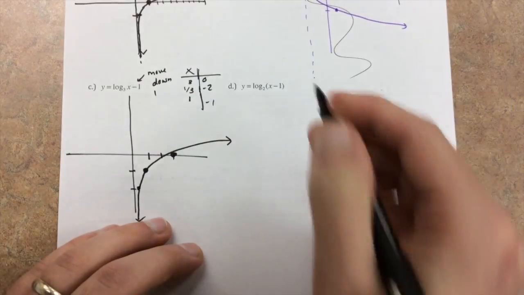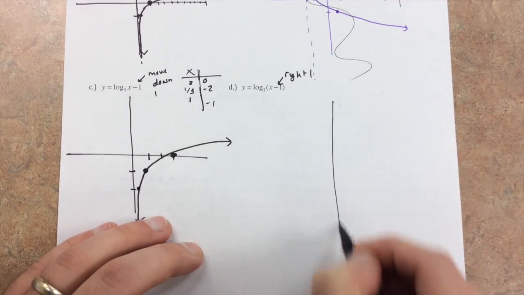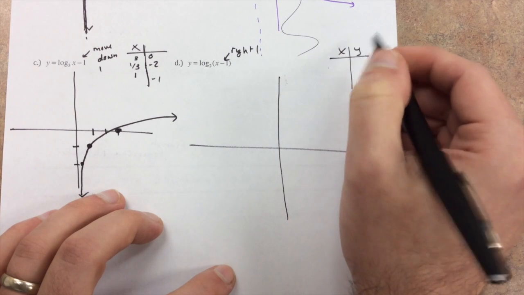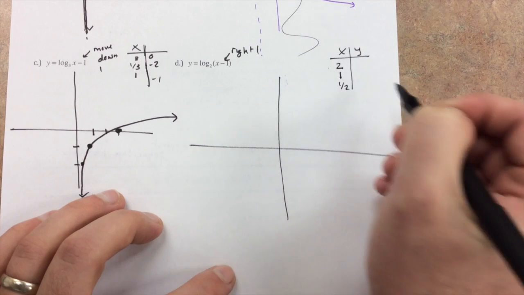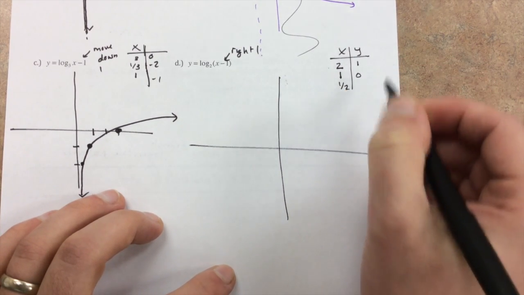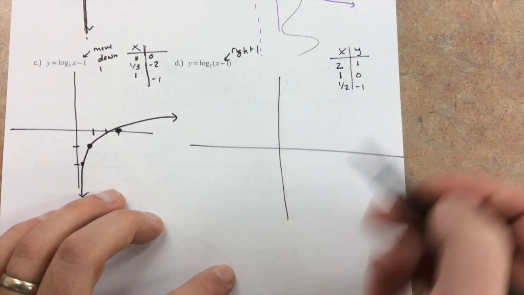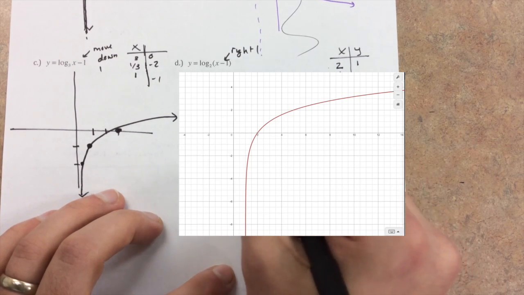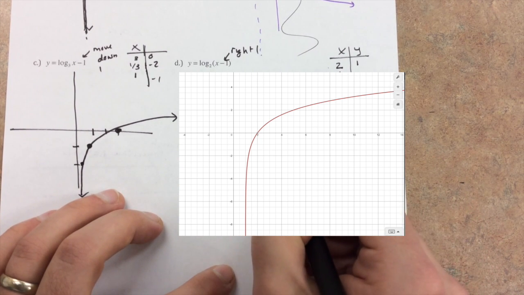Last graph. This would be right 1. So I draw my graph in. The 3 points that I want you to plug in are the base, 1, and 1 over the base. So this should give you 1 out. This will give you 0. And 1/2 will give you negative 1. This is the flip of the exponential functions. So 2, I get 1 out. If I plug in 1, I get 0. And if I plug in 1/2, I get negative 1.